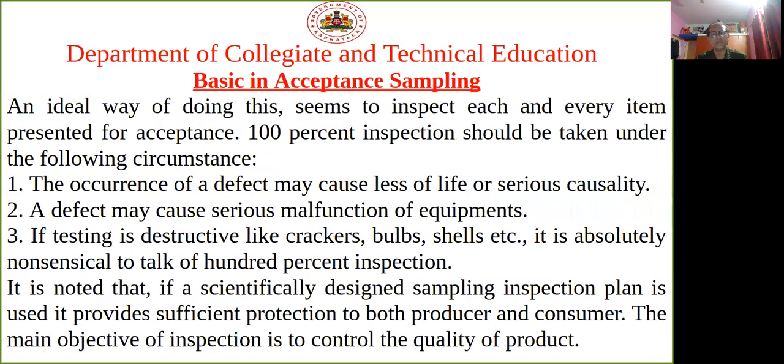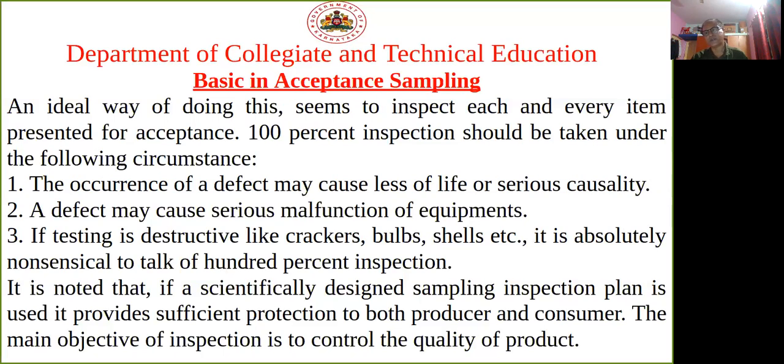The next one: what are the basics in acceptance sampling? It is an ideal way of doing this. Acceptance sampling is an ideal process for mass production. It seems to inspect each and every item, but it is presented for the acceptance.